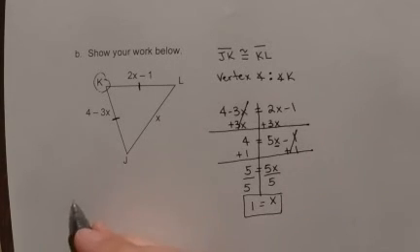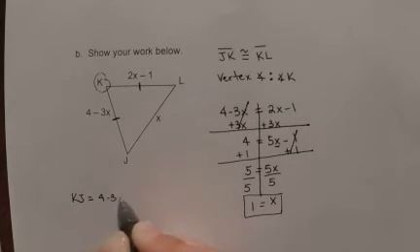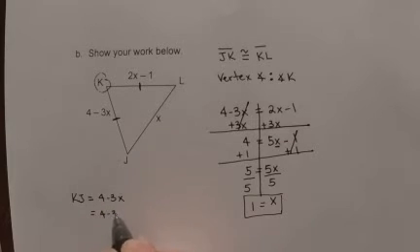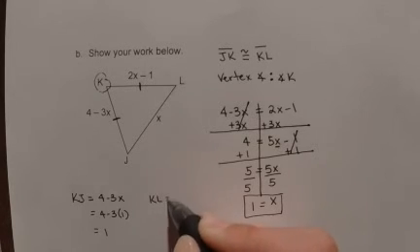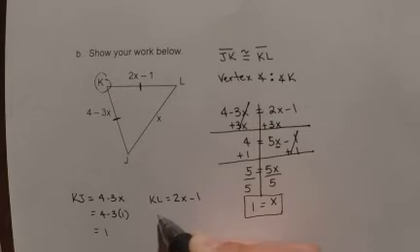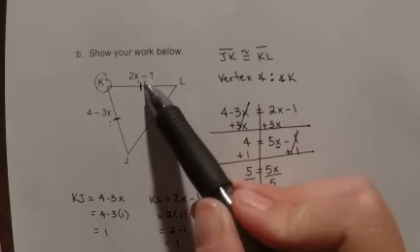So if I substitute in for KJ, which is 4 minus 3x, that would be 4 minus 3 times x, which is 1. So then 4 minus 3 is just 1. So KJ is 1 centimeter, 1 unit. Then I could do the same thing for KL, which is 2x minus 1. So that would be 2 times 1 minus 1. Well, that's 2 minus 1, which is 1. So we did good because these two sides were supposed to be congruent.